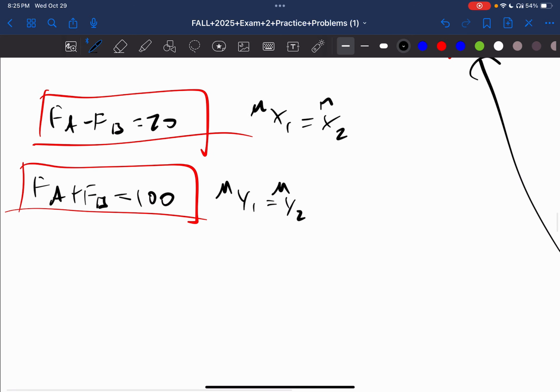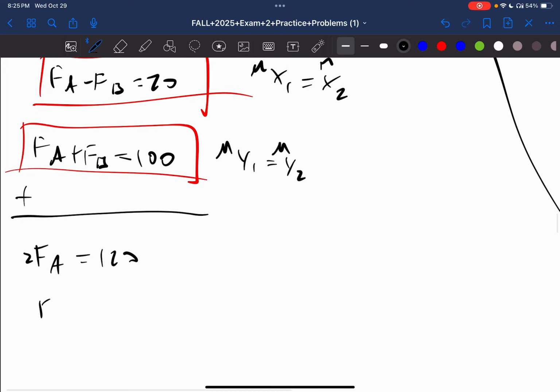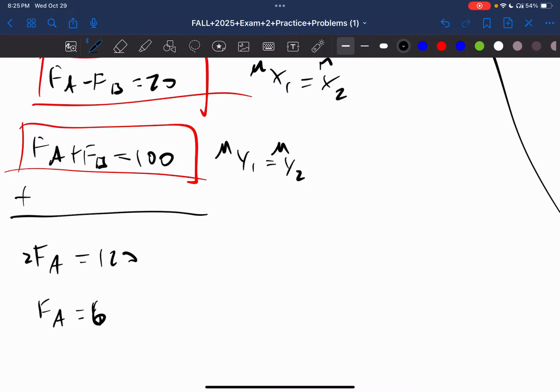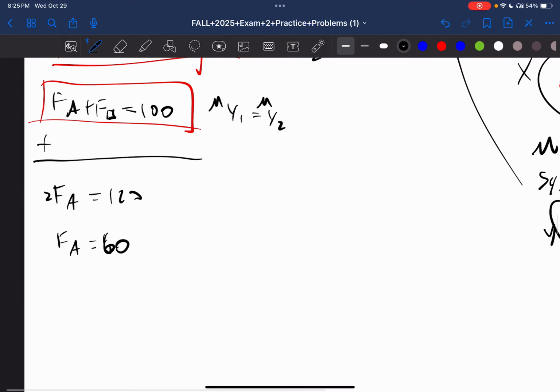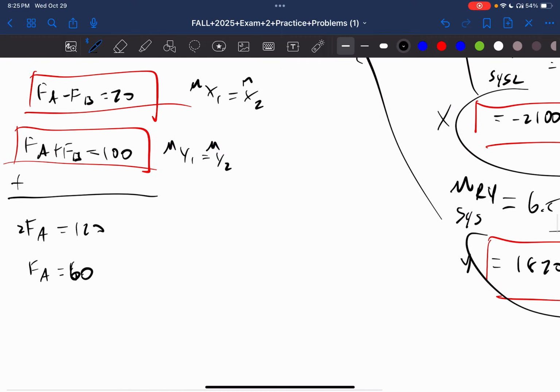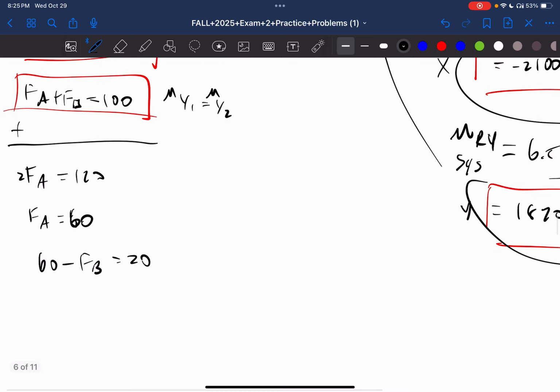Now that we have this, it is pretty simple. If we take this equation, add it up, we're going to get 2FA is equal to, this cancels, and that's going to be 120. So FA is equal to 60. Now that we have that, we can just plug into any of these equations. So 60 minus FB is equal to 20. So subtract the 20 over, FB is equal to 40.